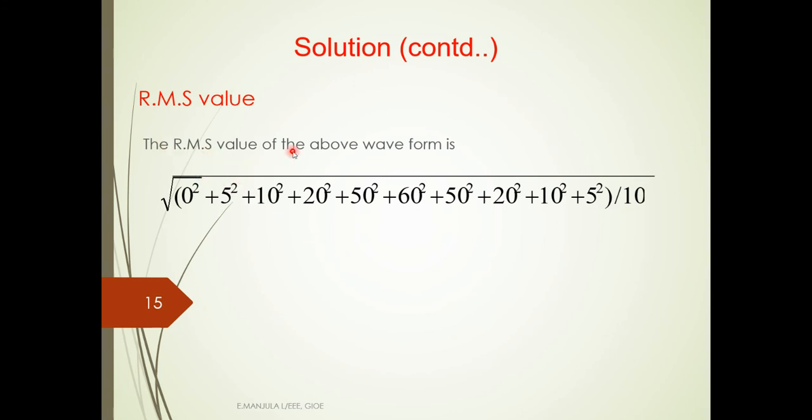Likewise, the RMS value of the waveform is 0 square, 5 square, 10 square, 20 square, 50 square, 60 square, 50 square, 20 square, 10 square and 5 square, divided by 10. We substitute into the same formula we have seen, taking only the positive half cycle. So the root of 965 gives V RMS equals 31 volts.